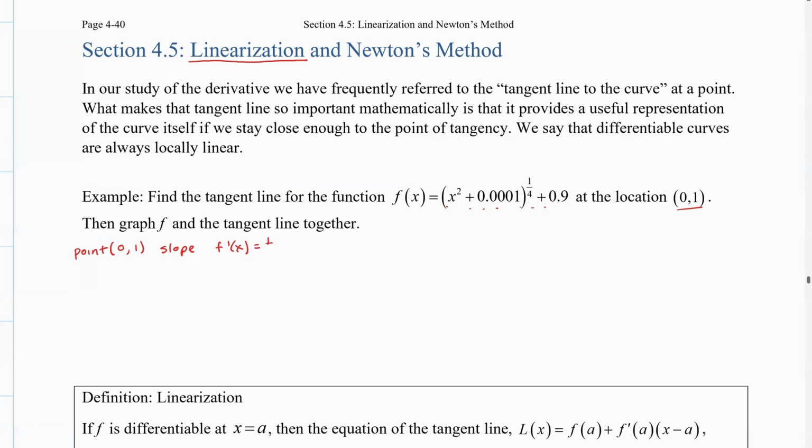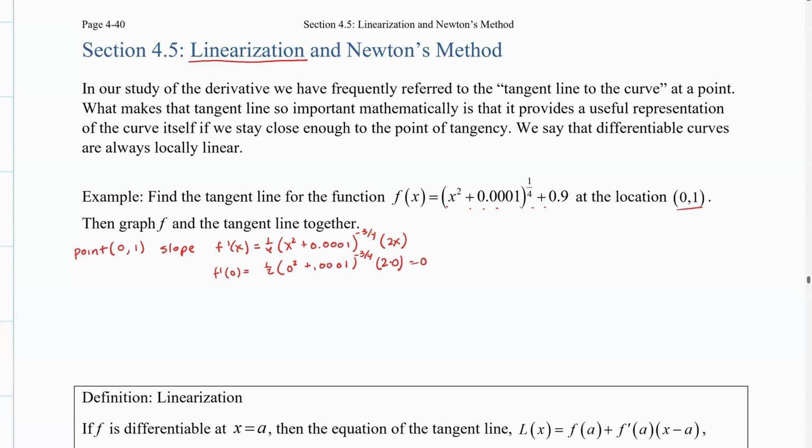Let's bring the power down, keep the inside the same. Reduce the power by 1, -3/4. And don't forget the chain rule, 2x. We're going to try to find the slope at x = 0. So how about we put in 0 for x, we get 1/4 times (0 squared plus 0.0001) to the -3/4 power times 2 times 0. Well, that ends up just being 0.